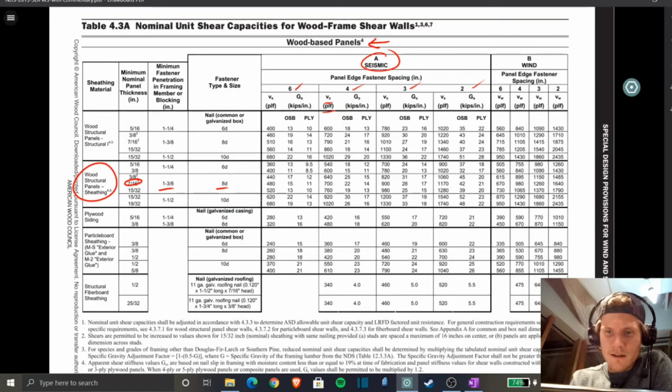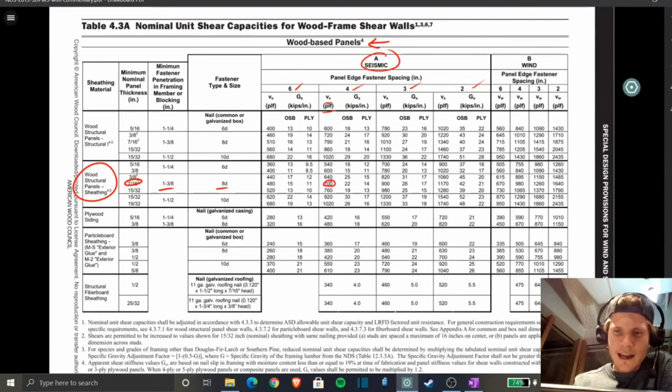And so if we scroll down here, we don't need to worry about G sub A right now. We just need V sub S. V sub S in our category is going to fall into right here. So that's 700. Okay, so 7/16 is overkill.